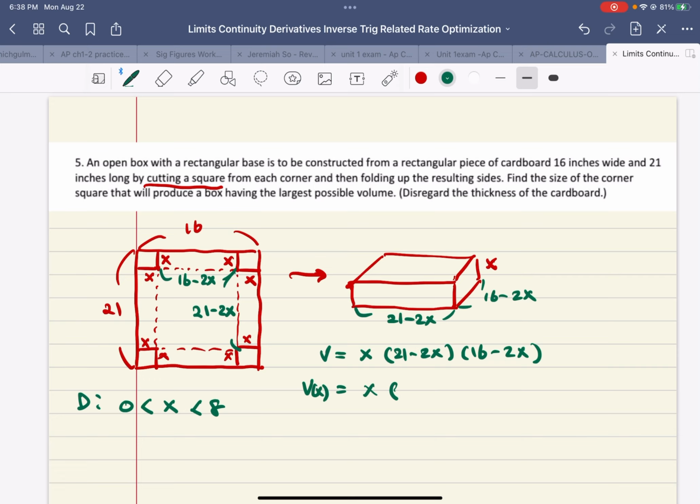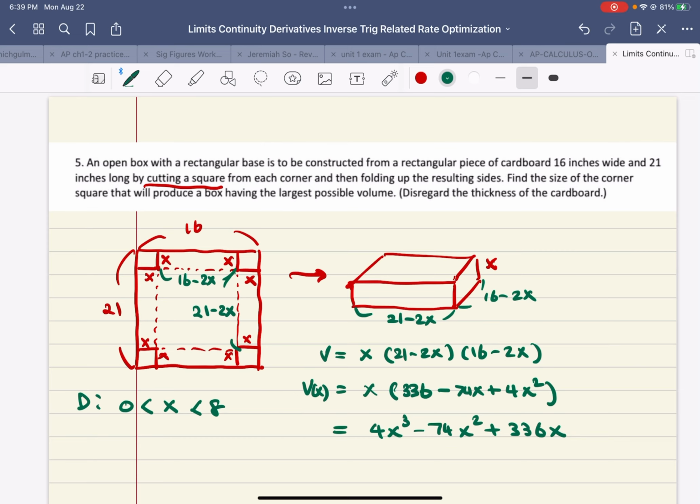Now when you multiply it out, so let's say V of x times, when you multiply it out, 21 times 16 is 336, and then minus 74x, which is when you multiply and add up, and plus 4x squared when you fold it out. So your V of x is 4x cubed minus 74x squared plus 336x.